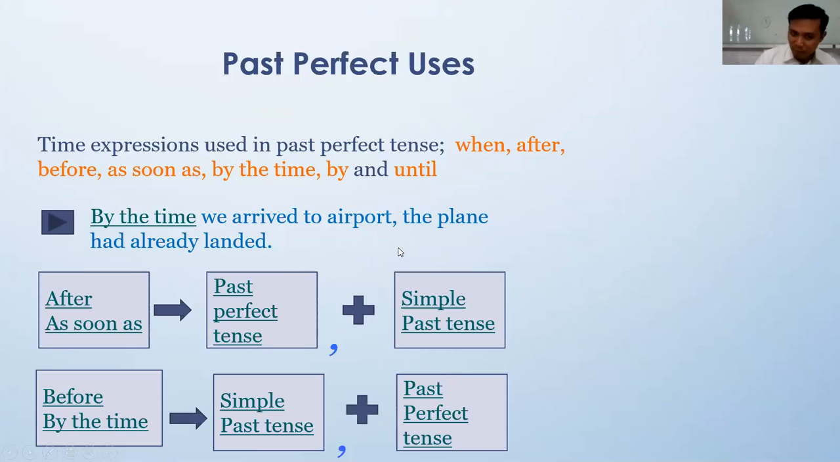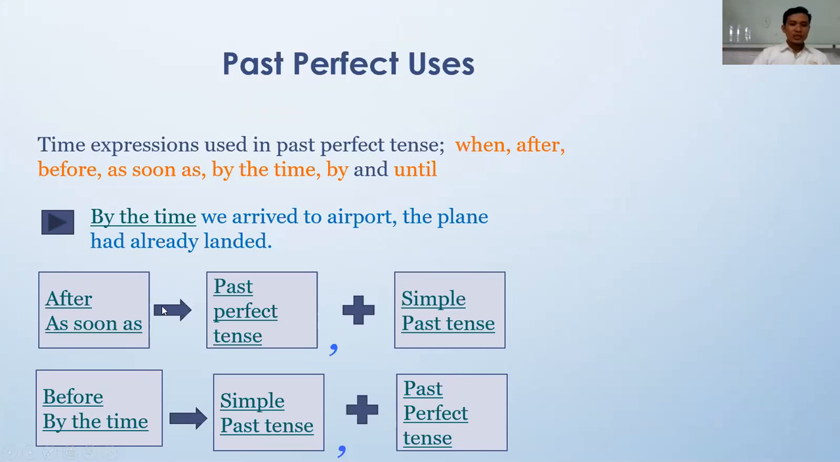Oh, so which one happened first? The plane had already landed, sir. The plane had already landed and then you arrived at the airport. Okay. The plane had already landed is the first action, and coming after that, you arrived at the airport. So you missed it, you didn't see when the plane was landing, right? Because it had already landed when you arrived.